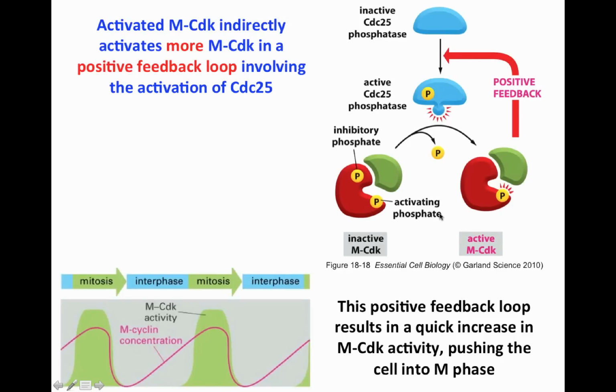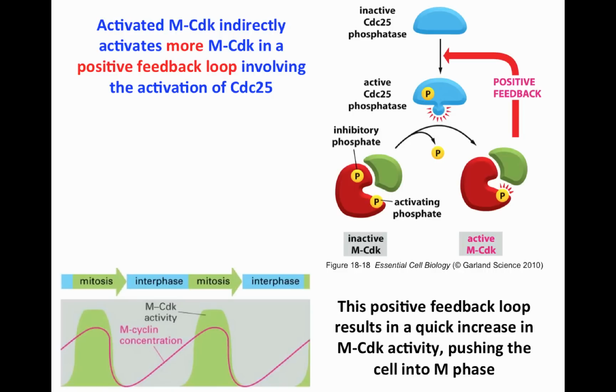One interesting thing that I would like to point out is the fact that M-Cdk is having a positive feedback loop with CDC25. Active M-Cdk is going to be able to phosphorylate inactive CDC25, allowing it to be activated. At that point, the active CDC25 phosphatase will be able to remove the inhibitory phosphates of inactive M-Cdks, inducing more active M-Cdk. This positive feedback loop will allow the rapid progression into the M phase of the cell cycle.